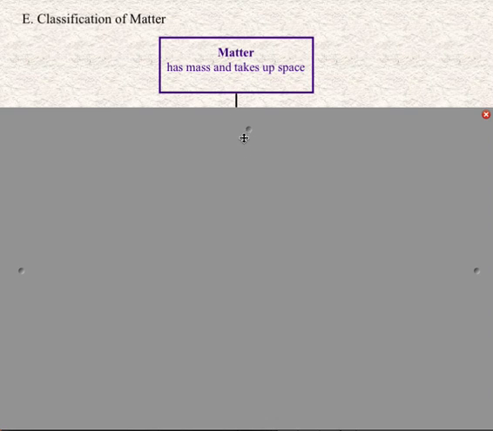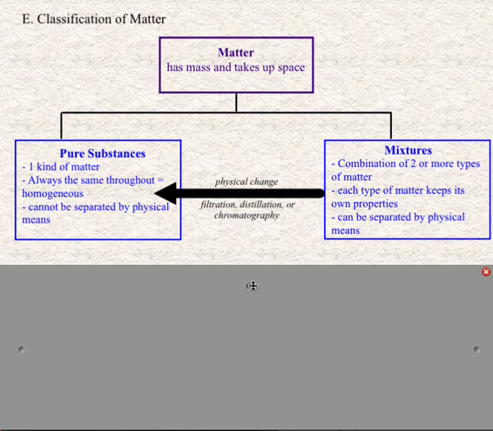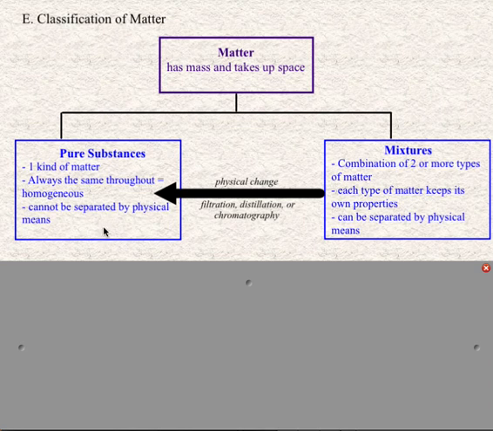The first major breakdown that we deal with is pure substances and mixtures. Pure substances are always going to be the same. They're going to look the same throughout, and they're only going to be made of one kind of matter. You cannot separate them easily by physical means. You can't just pick them apart, because they are chemically bonded. When we say they are the same throughout, that means they're homogeneous. You're never going to find clumpy pure substances. They're going to be uniform throughout.